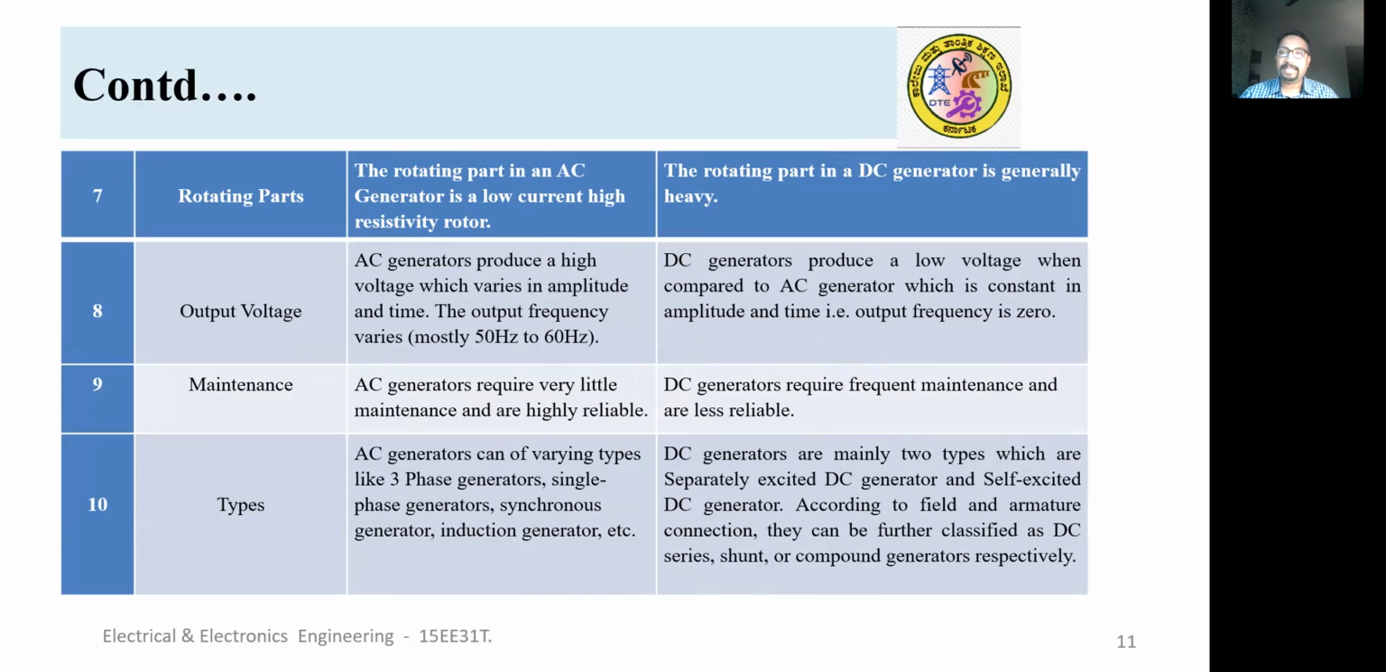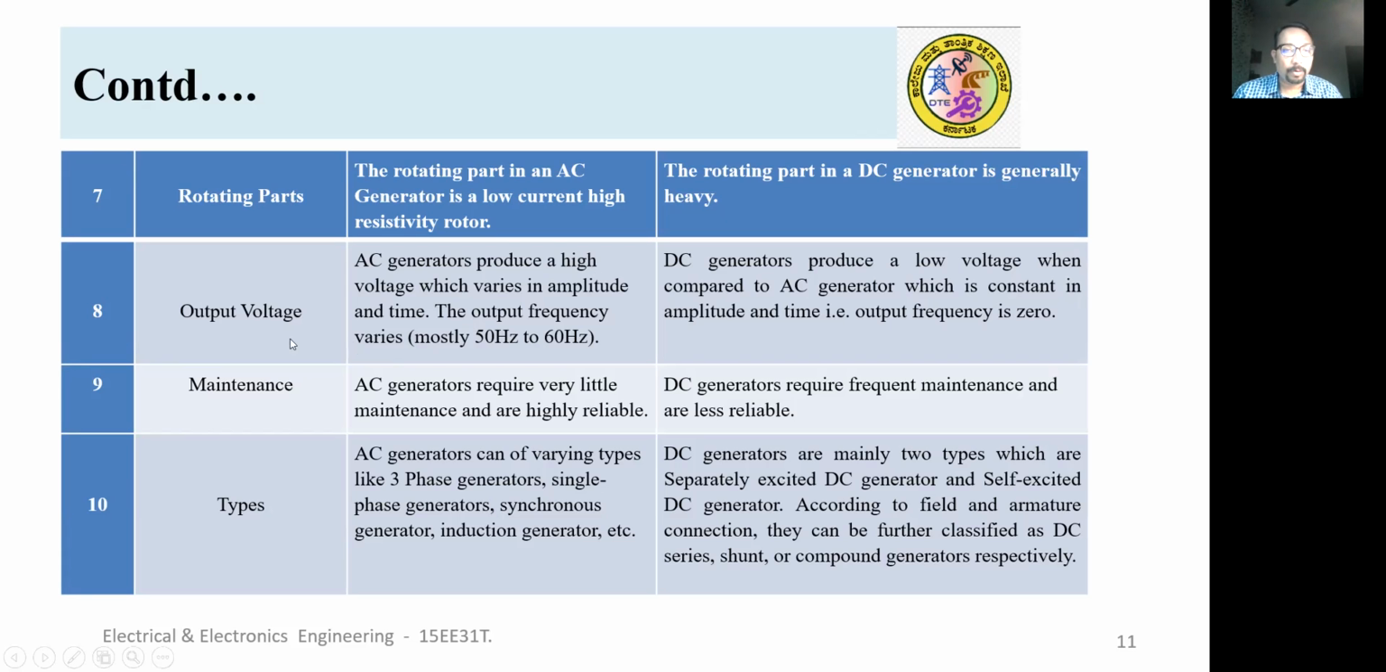But in the case of a DC generator, which is the rotating part? The rotating part in a DC generator is the armature, that is the conductor, which is a huge heavy mass. Hence the rotating part is a more complicated one in a DC generator. So this is regarding the rotating part.